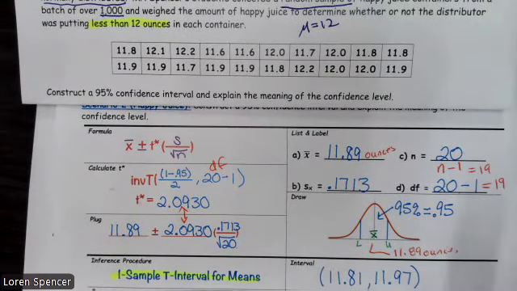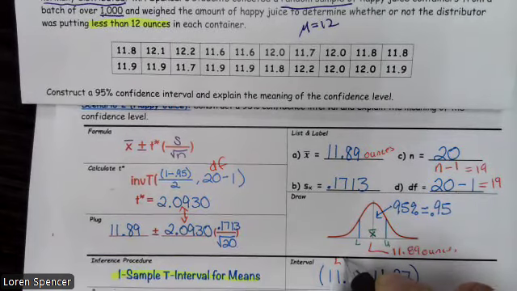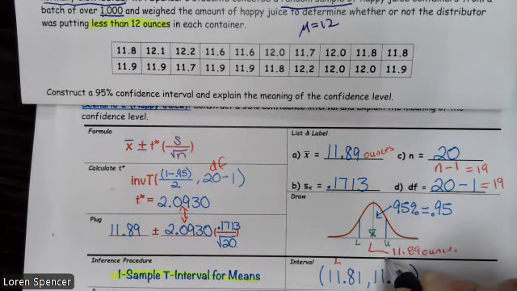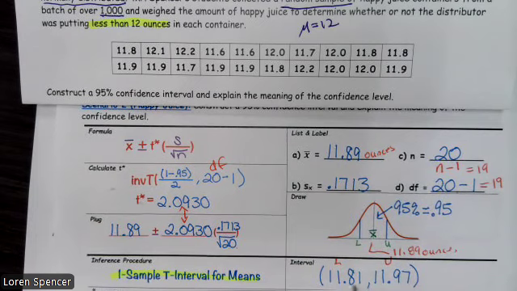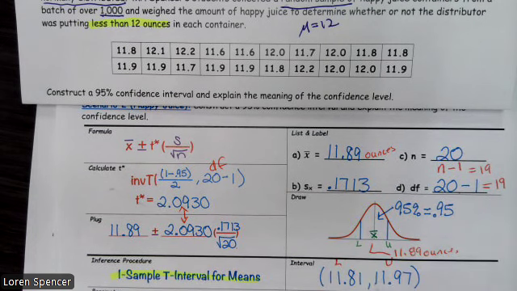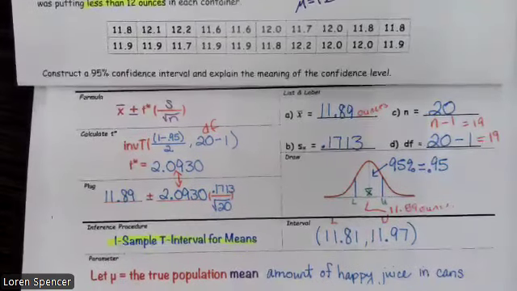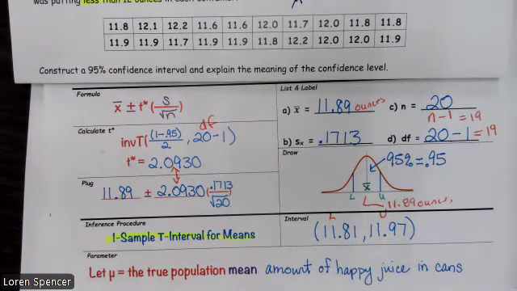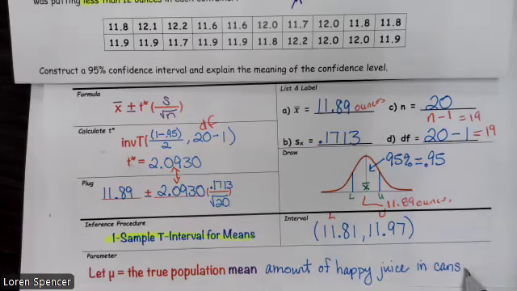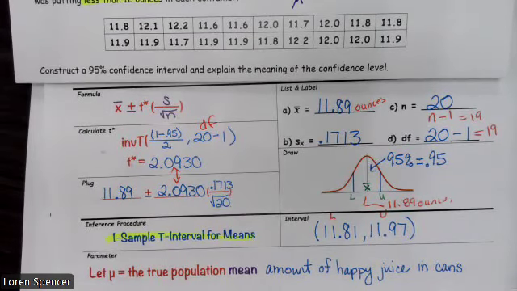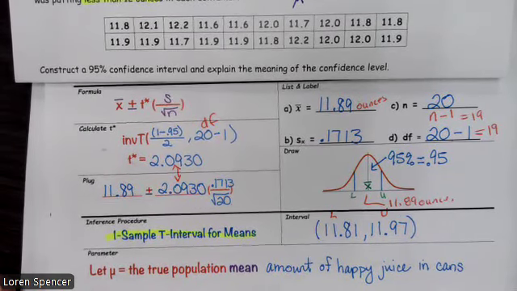So this is my lower bound, 11.81, and this is my upper bound. Now this is concerning because 12 ounces is supposed to be 12 ounces and it doesn't lie in there. So it does look like Mr. Spencer's not getting his happy juice, so he's probably not very happy. Anyway, our parameter: let mu equal the true population mean amount of happy juice in the cans. Easy enough. That's our parameter. That's what we're interested in.